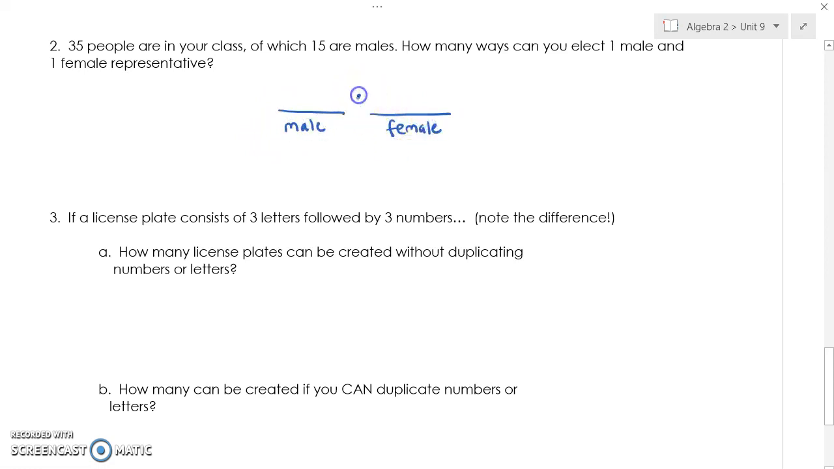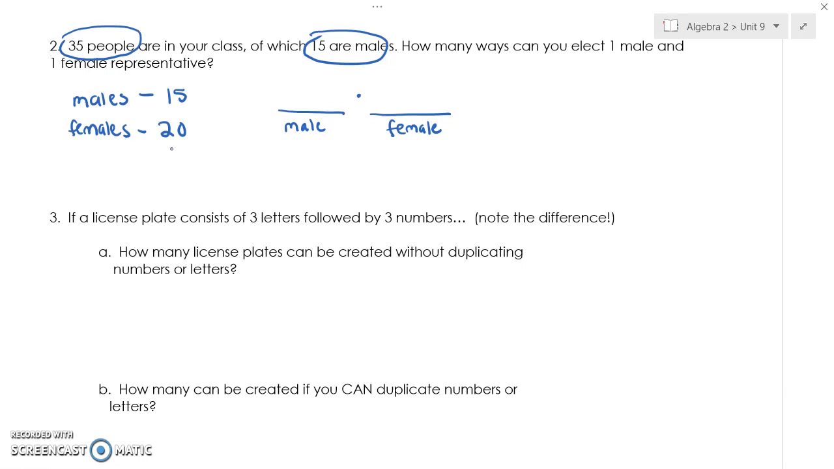So what I want to know is, how many do I have of each? Well, for the males, we have 15, and they're very clear about that. They say we have 15 males. Since we have a total of 35 people, that means the rest of them are females. So that leaves us with 20, creating that total of 35. So how many options do I have for selecting a male? Well, I have 15 people I can choose from. And how many options do I have for selecting a female? Well, I have 20. So 15 times 20 gives us our 300. So that's 300 different ways I can have different outcomes.